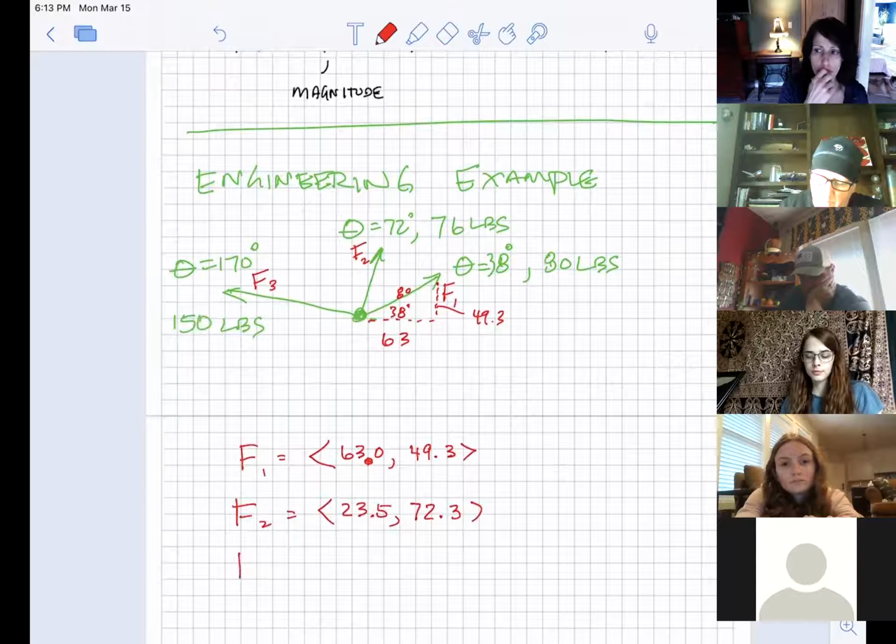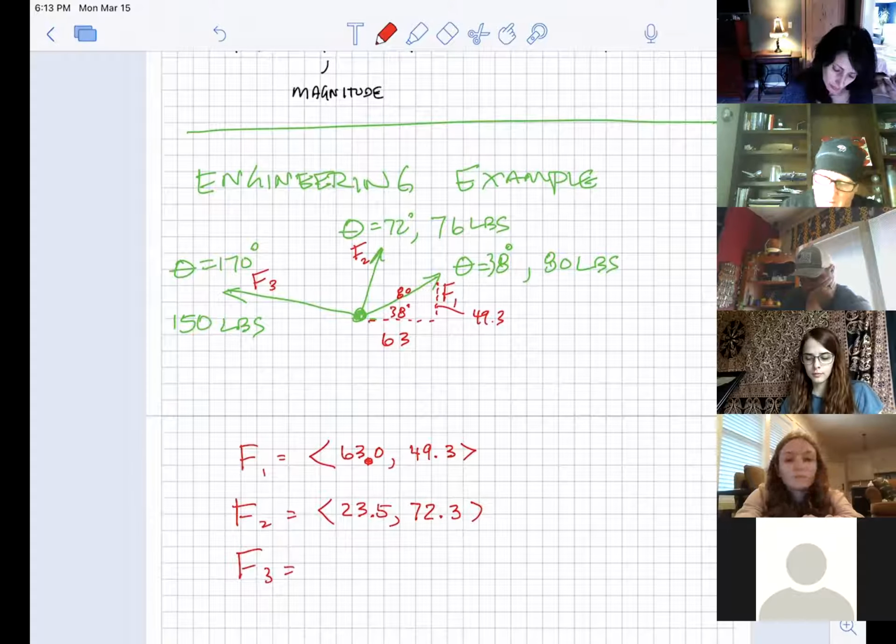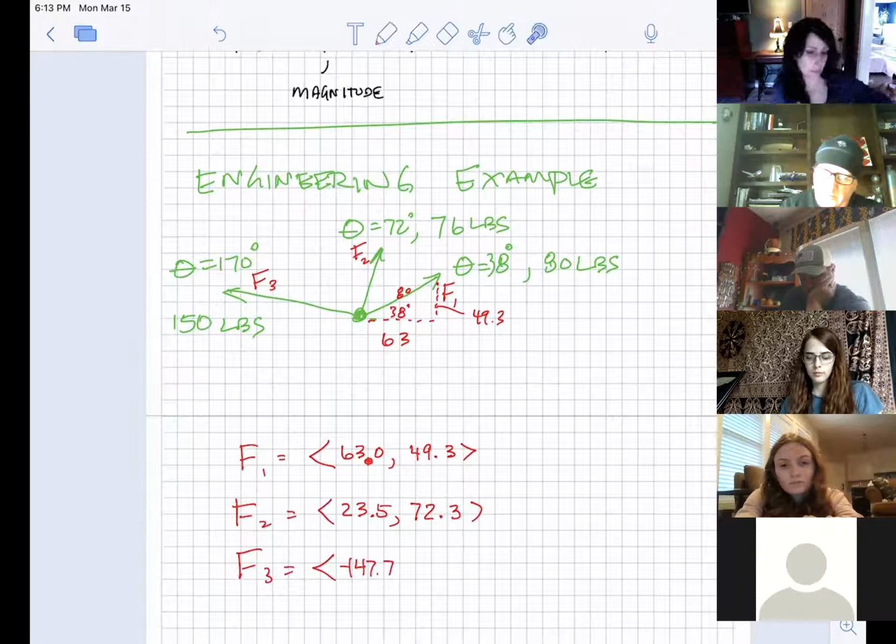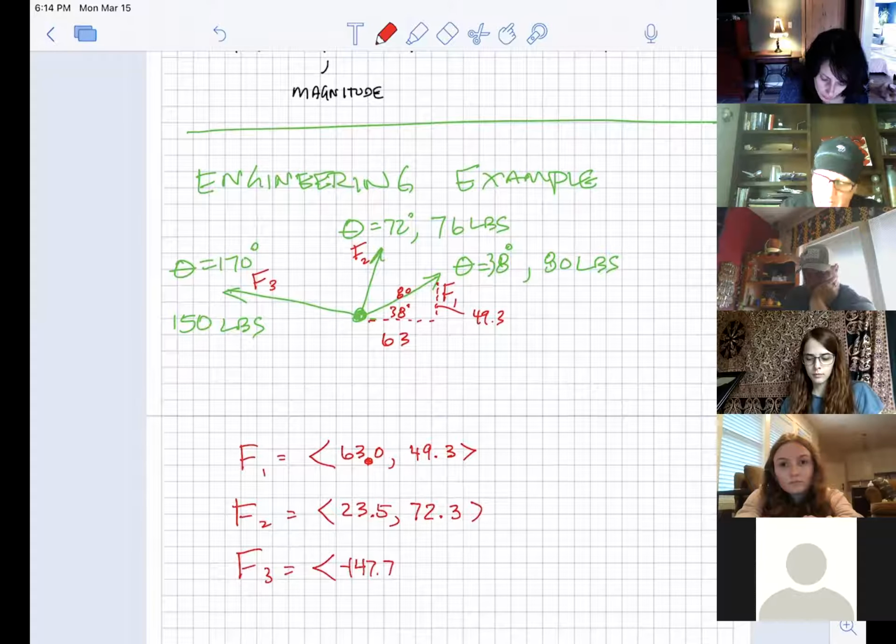Lastly, force three would be 150 times the cosine of 170. Notice I get automatically, I didn't even have to think about it, a negative number, negative 147.7. Of course I get a negative number because that's going this direction. So the 170 degrees took care of the negative and the cosine took care of it automatically for me. And then if I do 150 times the sine, I get 26.04.